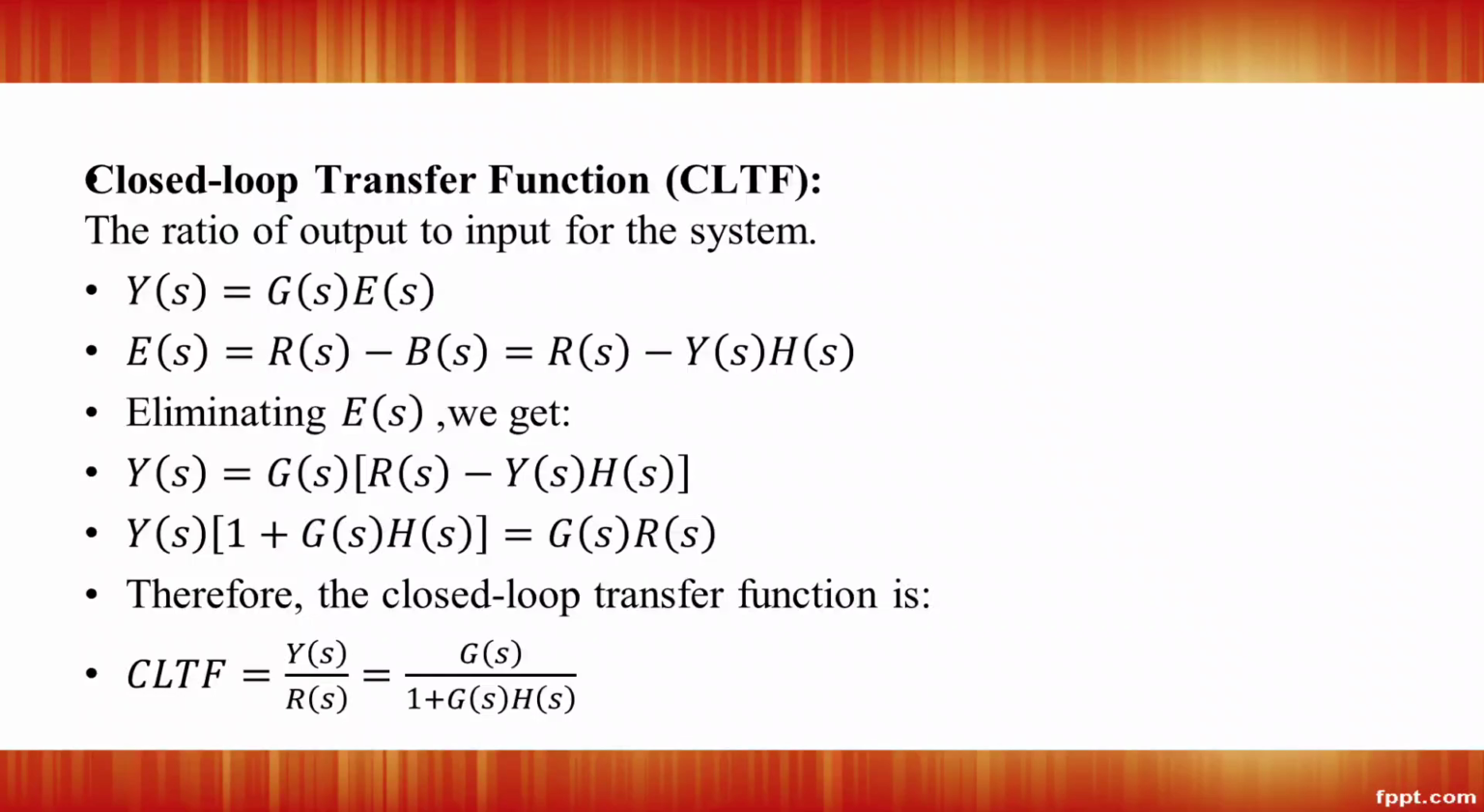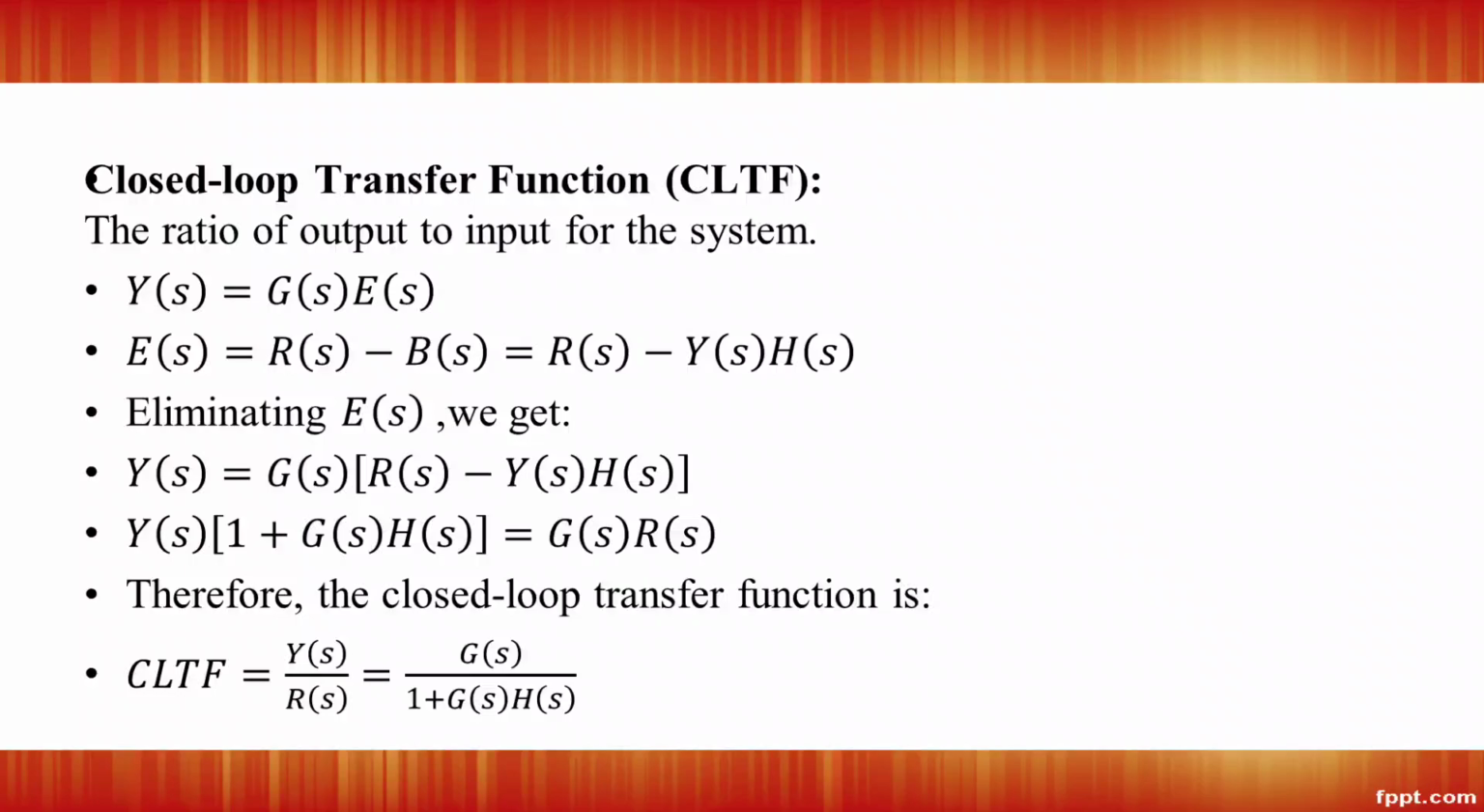Next, the closed loop transfer function is the ratio of the output to the input of the system. So the closed loop transfer function equals Y of S divided by R of S. We have the equation for the error: E of S equal to R of S minus B of S. Then we substitute the value of B of S, that is B of S equal to Y of S into H of S. Therefore, E of S equals R of S minus Y of S into H of S.